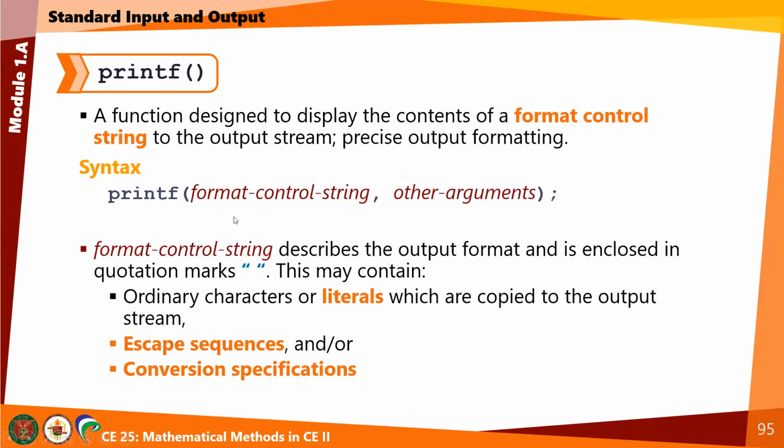Next, printf. This is one of the most used things. It is a function designed to display the contents of a format control string to the output stream, with precise output formatting. So this is a formatted type of output. So printf takes a format control string and other arguments. The format control string describes the output format and is enclosed in quotation marks. This may contain characters or literals which are copied to the output stream, escape sequences, and or conversion specifications.